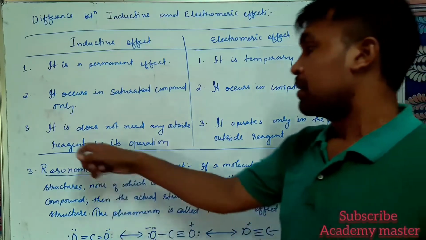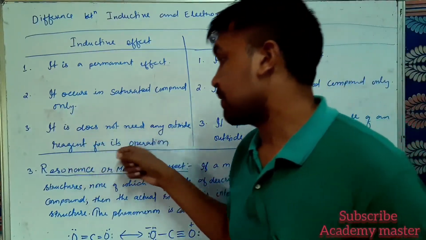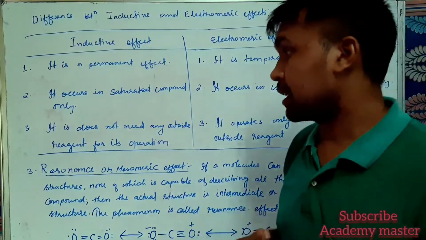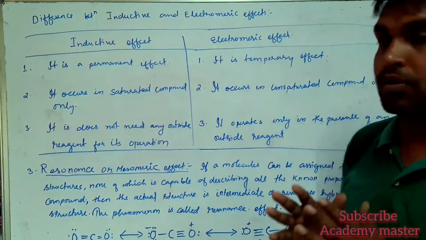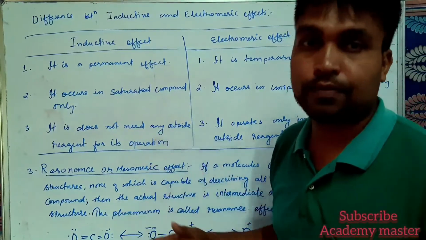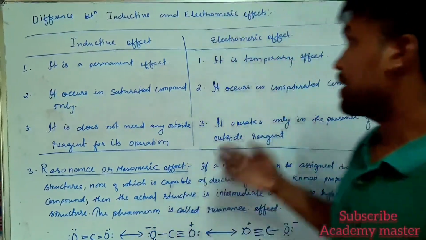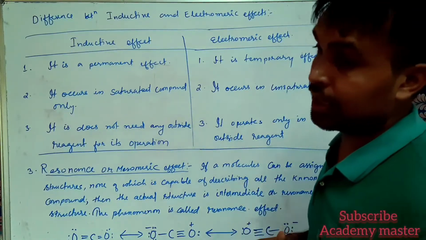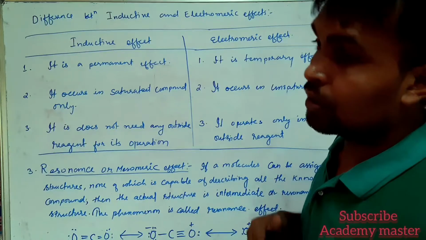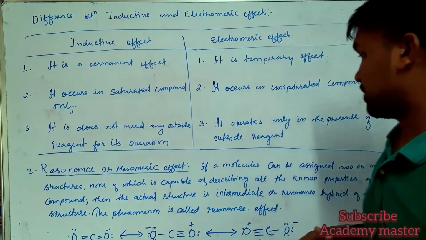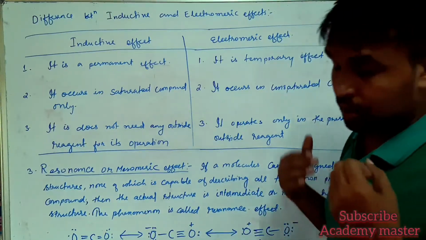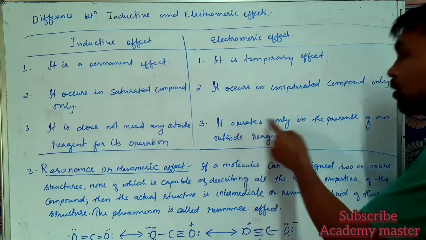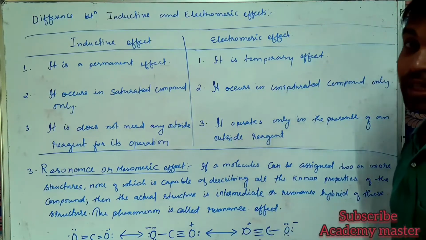Inductive effect does not need any outside reagent for its operation. So inductive effect does not need any outside attacking reagent for the reaction to occur. Whereas in electromeric effect, you will see that we need an outside attacking reagent in order for the reaction to take place. So it operates only in the presence of an outside attacking reagent.